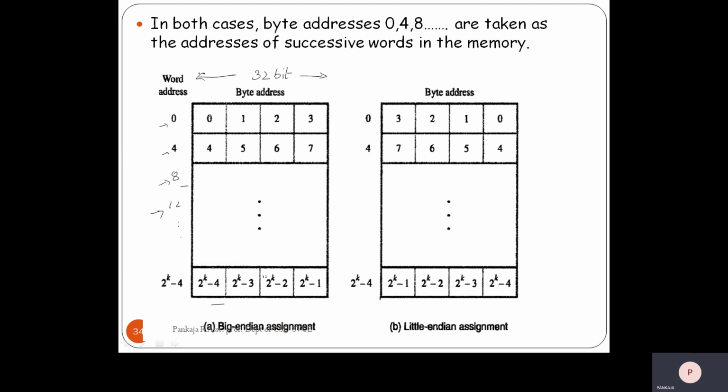In big endian, lower byte addresses are used for storing the more significant byte information. So it starts from here, storing the data. I will give one example for that, just remember the definition here. Next, little endian: lower byte addresses are used for representing the less significant byte of the given word. So that is how little endian and big endian work.